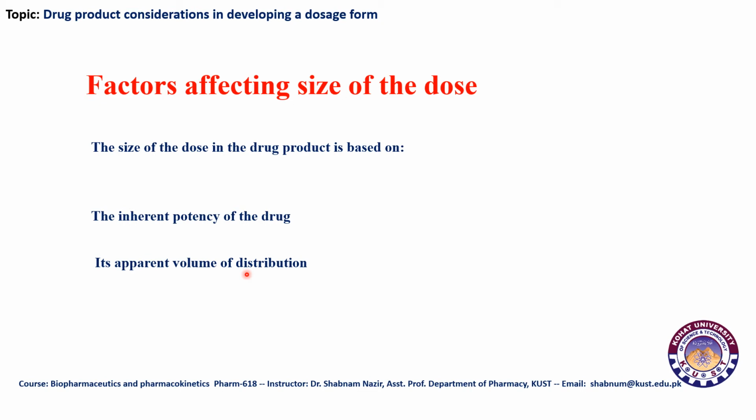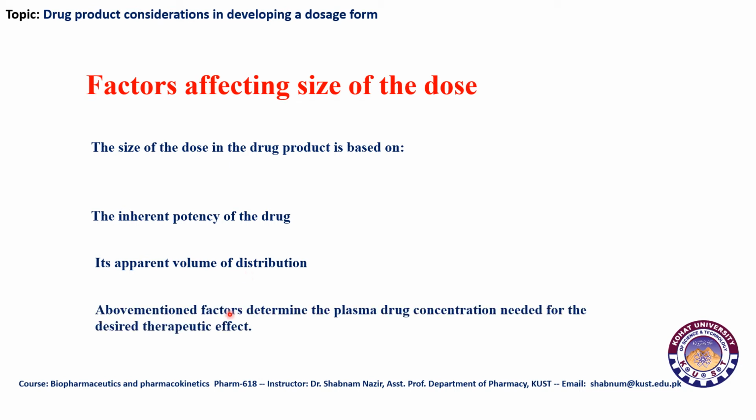Those are the exterior factors which should be considered while developing a dosage form, and they are also considered as drug product considerations. But as far as the main drug product consideration is concerned, it is the dose and how it helps to attain a certain desired concentration within the therapeutic window. So the above mentioned factors determine the plasma drug concentration needed for the desired drug therapeutic effect.